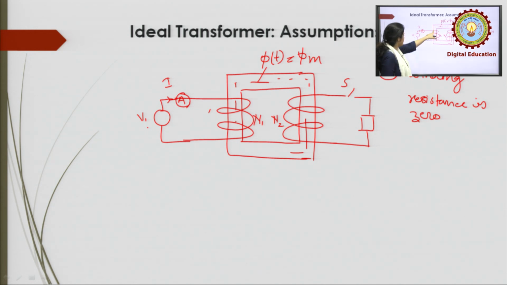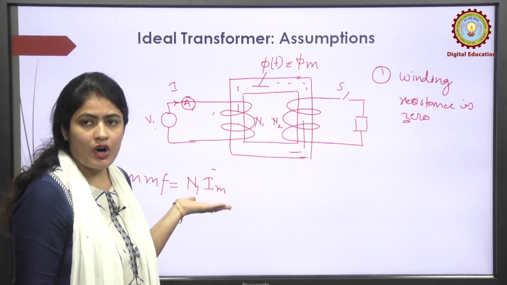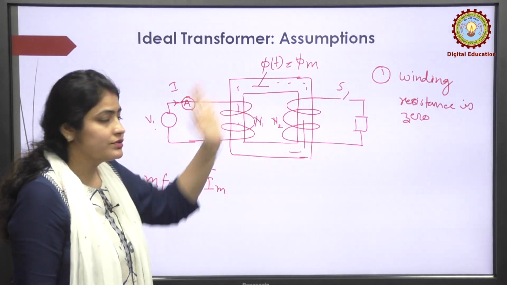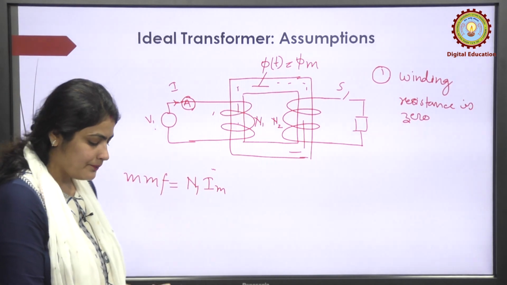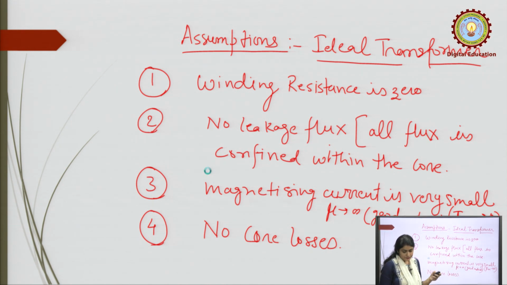So, the MMF produced by this current is N1 Im. If Im is very small, the requirement of MMF is small, and that will produce the flux. Okay. So, these are the four assumptions we have to take to study the ideal transformer.